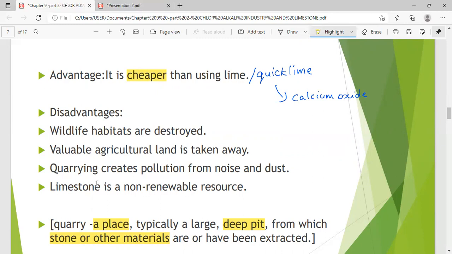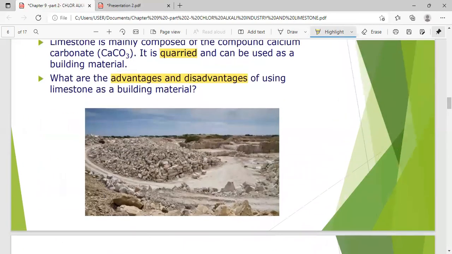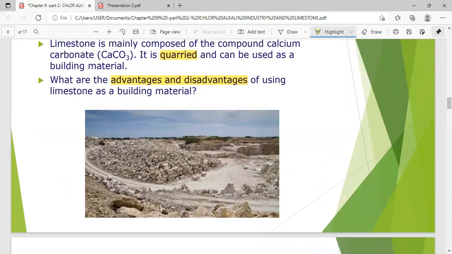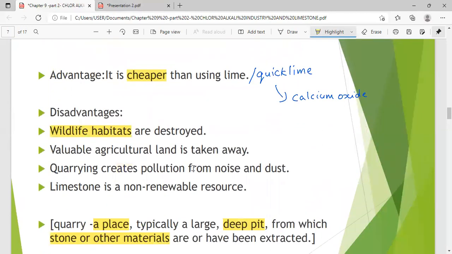The first one, wildlife habitats are destroyed. When you look at this image, you can see somewhere far away some trees. Once upon a time, this particular area should have been a forest or a jungle where wild animals lived. So now they do not have their habitats. Their place of living has been taken away.